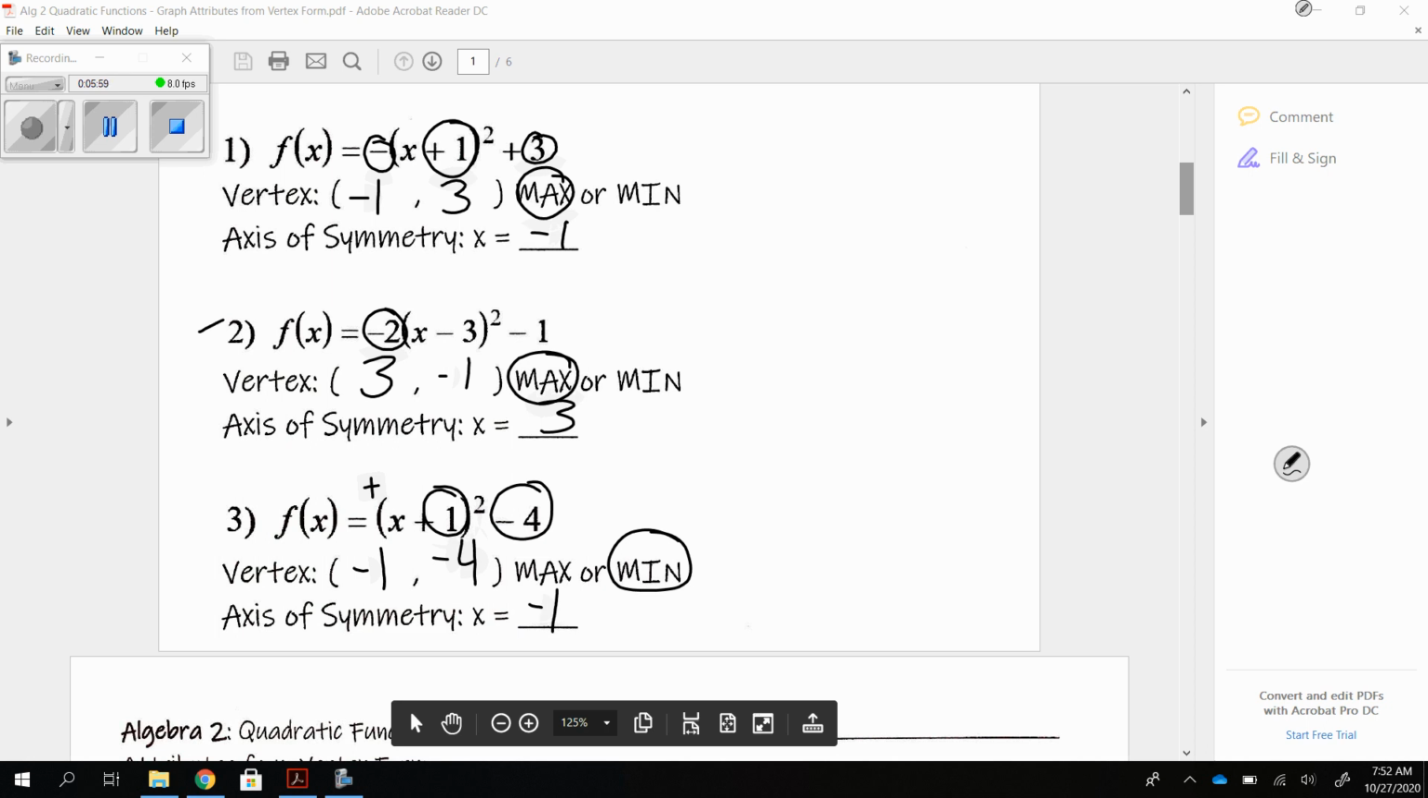Now, you might be wondering, that is really easy. It is. That's why it's called vertex form. We're able to determine the vertex and axis of symmetry because it's in vertex form. It's easy. All you have to do is look at it. Just remember, anything inside the parentheses tells a lie. Anything outside tells the truth. So the vertex for number 3 is negative 1, comma, negative 4. All right, and then the axis of symmetry is the x value of the vertex, which is also negative 1, and the graph is a minimum because there was this plus on the outside.